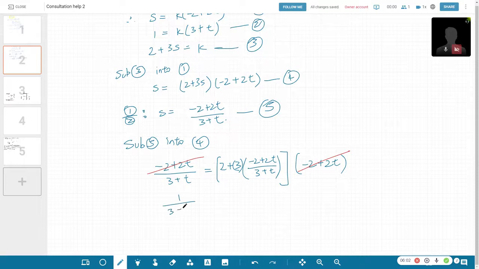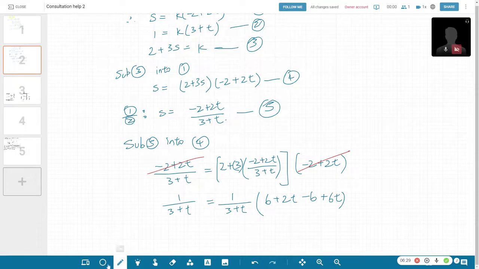1 over 3 plus t equals to, oh, there's a 3 plus t here as well. So 1 over 3 plus t, open bracket, 6 plus 2t minus 6, minus 3 times minus 2 is 6, minus 6 plus 6t. 3 times 2 is 6, so plus 6t.